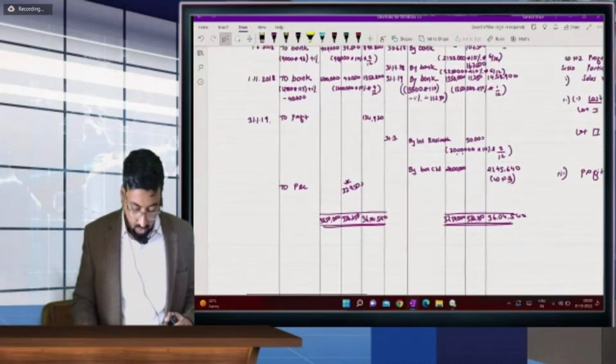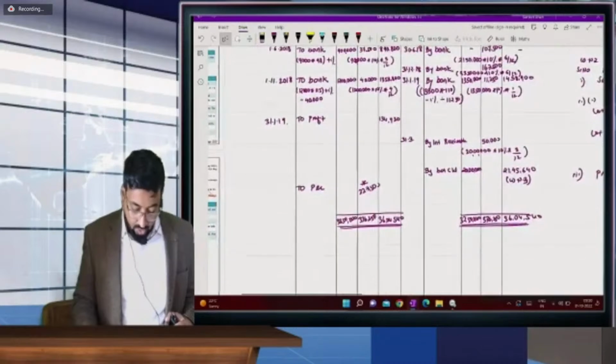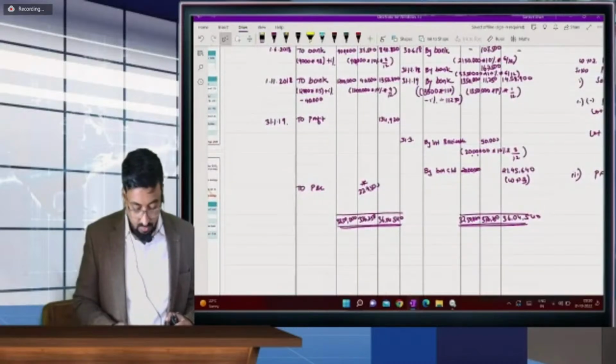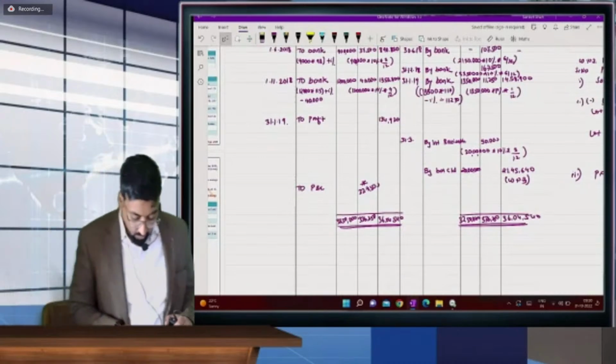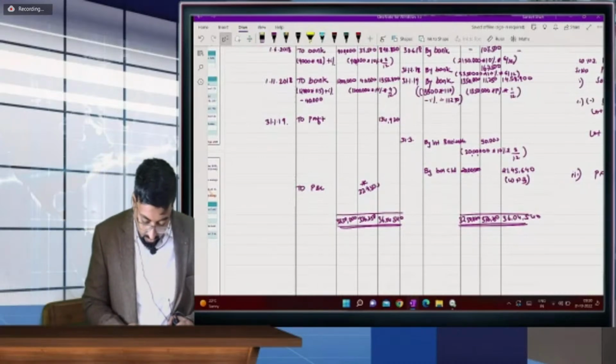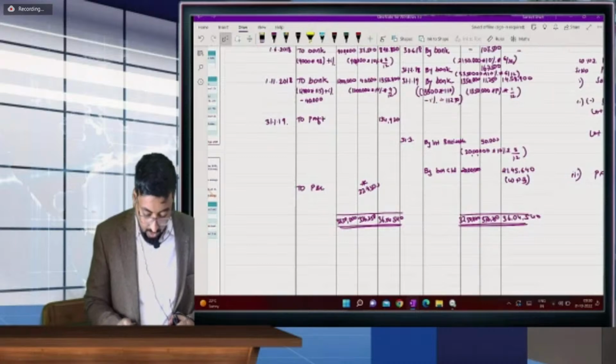Weighted average cost and weighted average cost both are same. Yes beta, Mariam ji, here both are same. Whether the accounting treatment, reduction, what is the methodology?